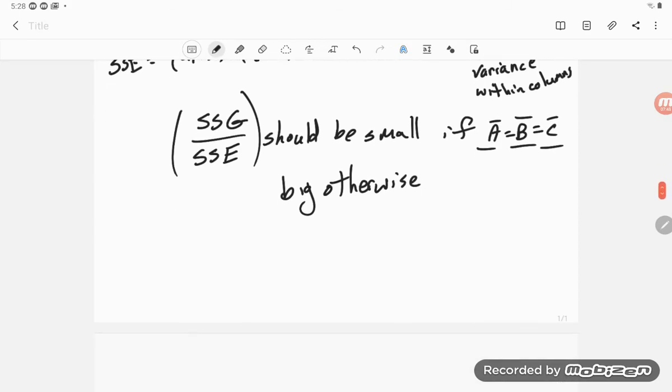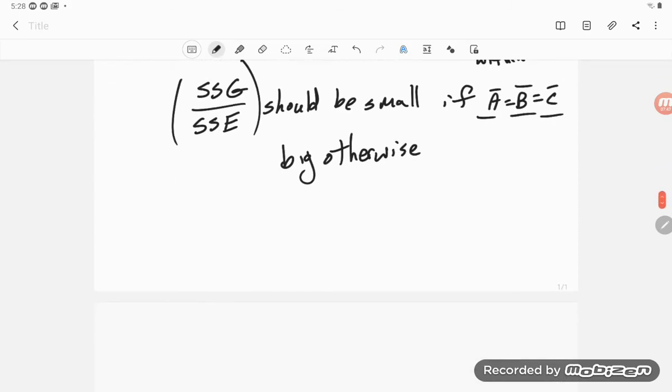Now, to look at that, let's look at three box plots, and I'll make them this way, that are essentially the same. Here are three box plots of our three columns, A, B, and C. They are essentially the same.